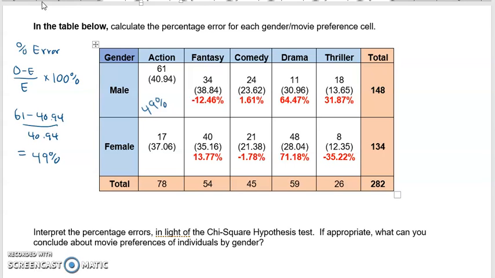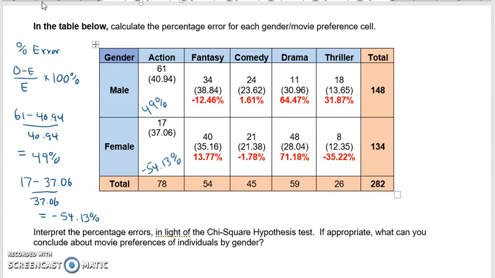For female, the observed is 17, minus expected, 37.06, over the expected, 37.06. That equals negative 54.13% when you turn it into a percentage. So among females, 54.13% is negative, fewer than expected preferred the action genre.